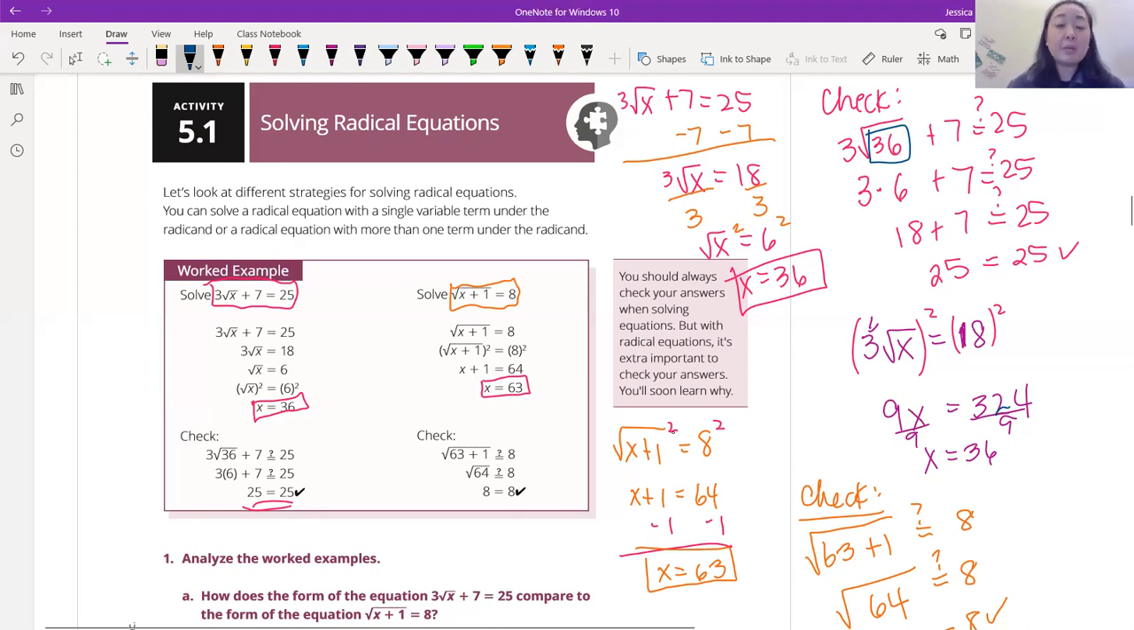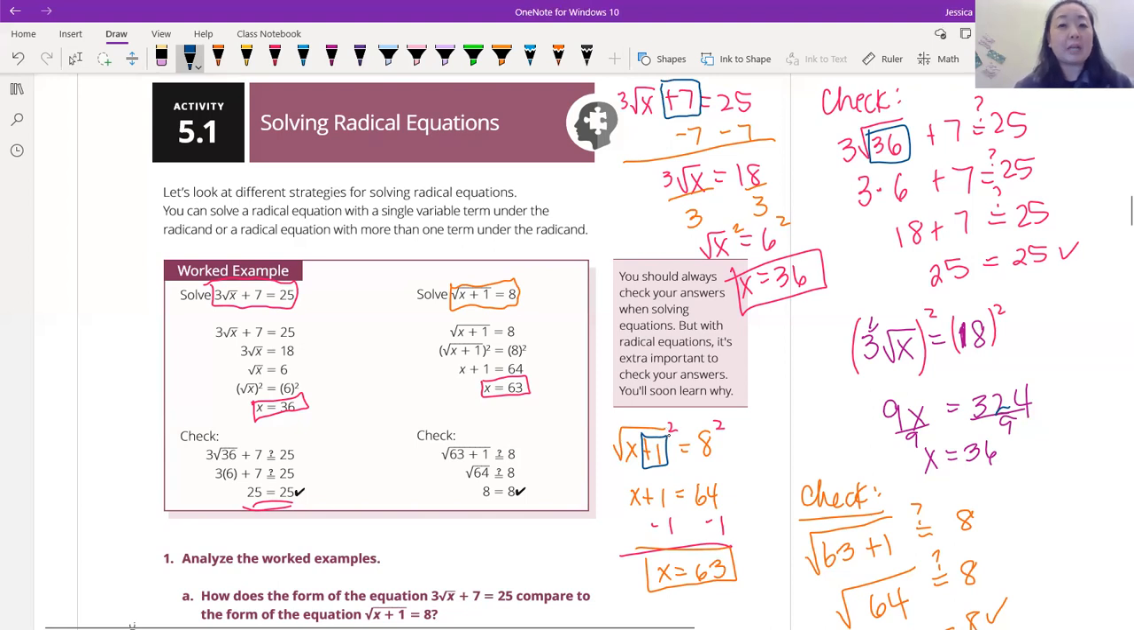And if you notice right here, we square first. And you may be like, well, why didn't we subtract first? Because before we subtracted 7 first. And so please notice that this plus 7 is outside of the square root. And here the plus 1 is inside the square root. So that's why we square first here, because it's actually inside the square root. So that's not actually a plus 1.